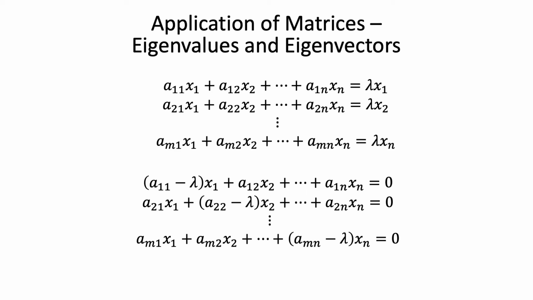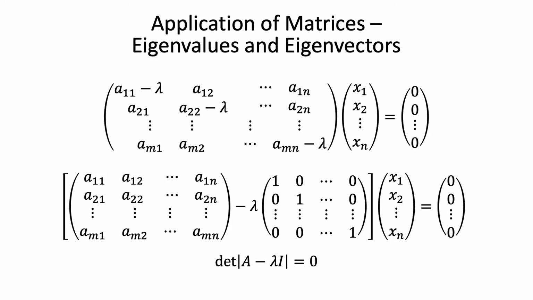We can rewrite the above equation as the one shown below. Notice that lambda is subtracted from only the diagonal elements, that is, elements with the same row and column indices. We can rewrite the previous system of equations in matrix notation as the one shown above. This is actually equal to the expression below. The solution to this set of equations is to obtain the determinant of the matrix A minus the eigenvalue multiplied by the identity matrix.